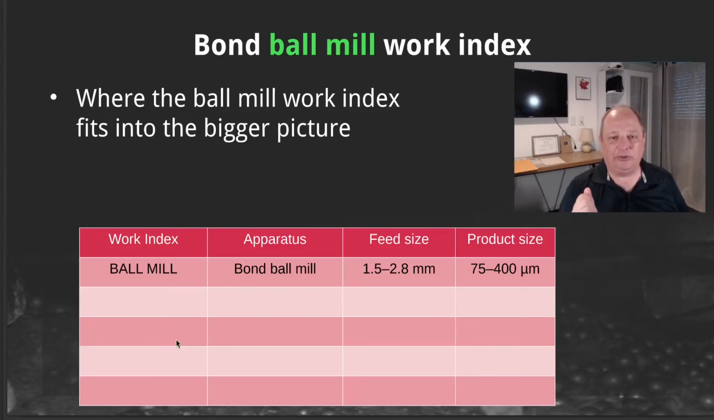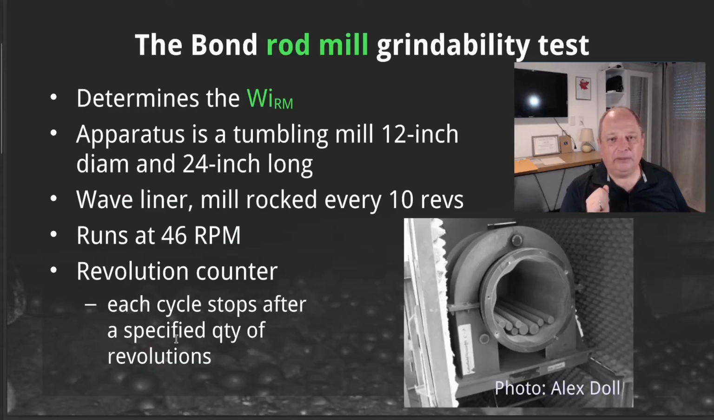Occasionally you'll go coarser to 400 microns, but weird things start happening when you go much coarser than 250 to 300 microns. The next work index we'll talk about is the Bond rod mill work index, which is determined using the Bond rod mill grindability test.